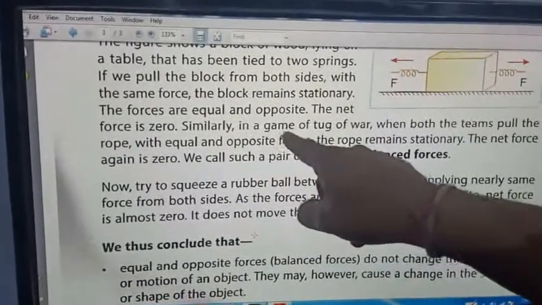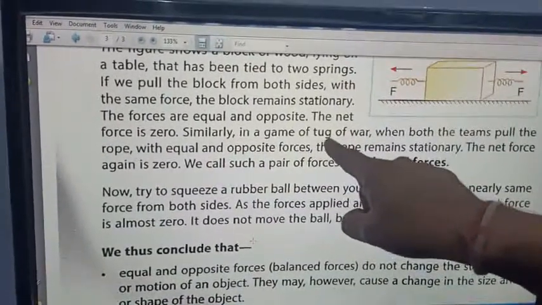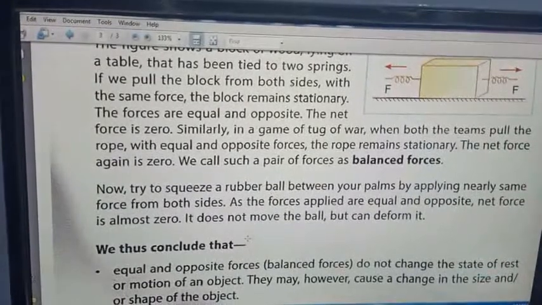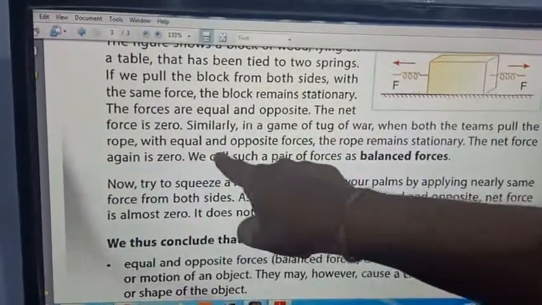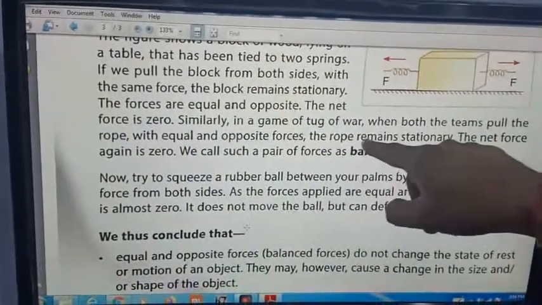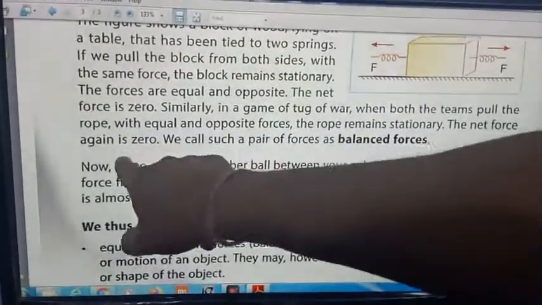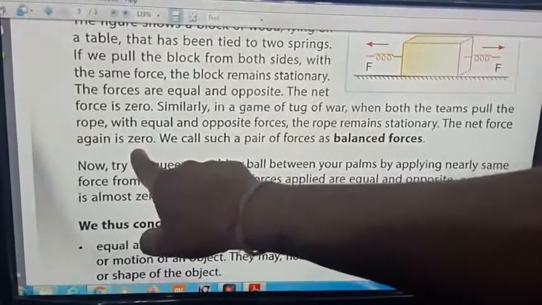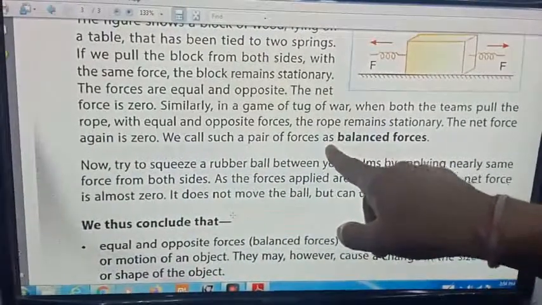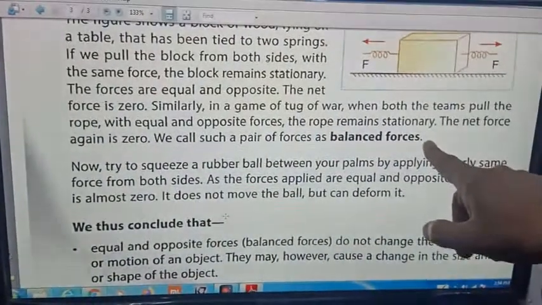Similarly, in a game of tug of war, when both teams pull the rope with equal and opposite forces, the rope remains stationary. The net force acting on the object is 0. We call such a pair of forces a balanced force.